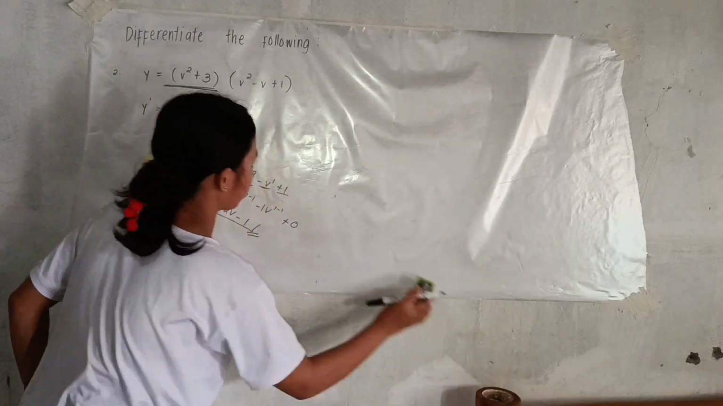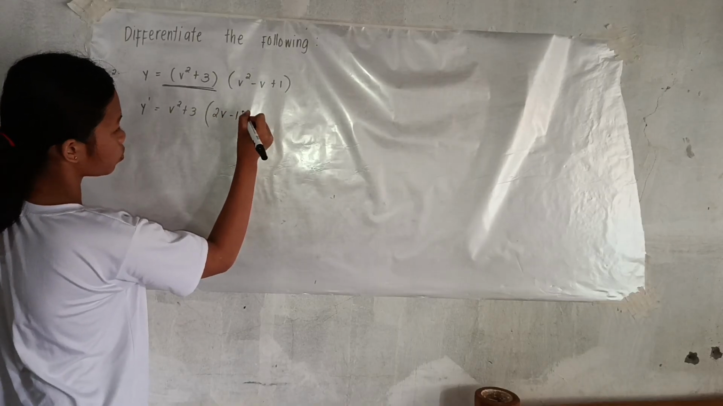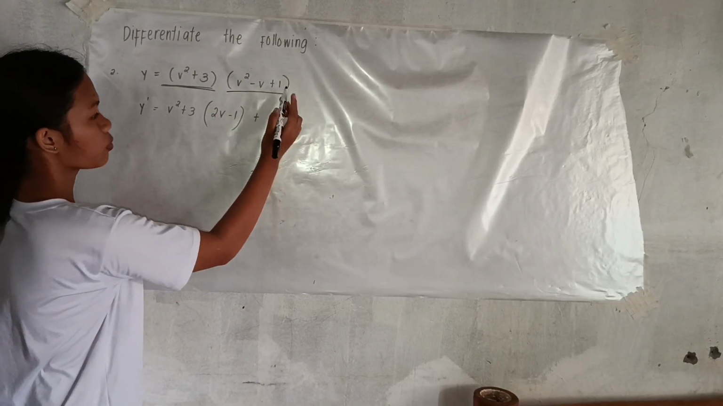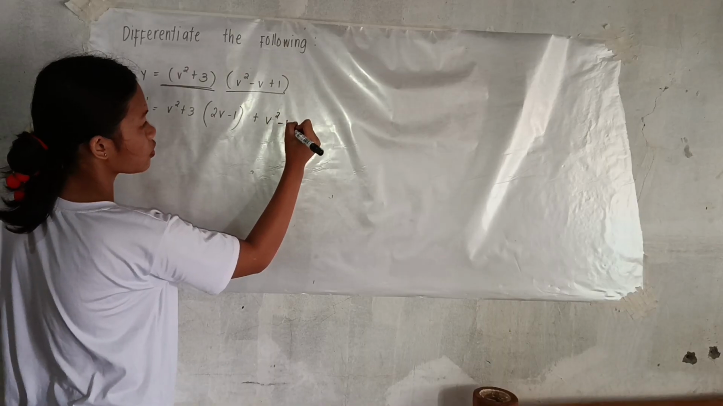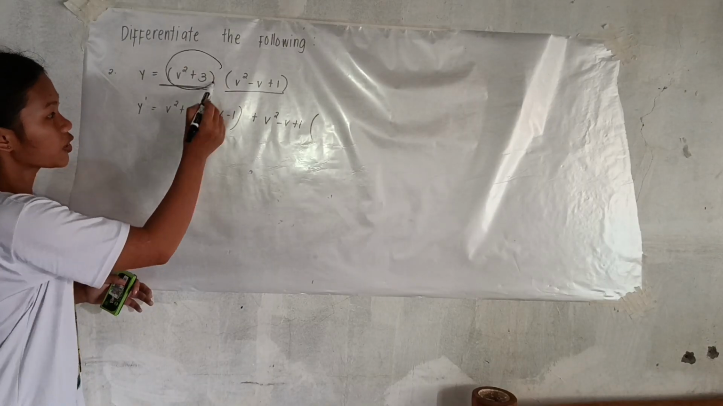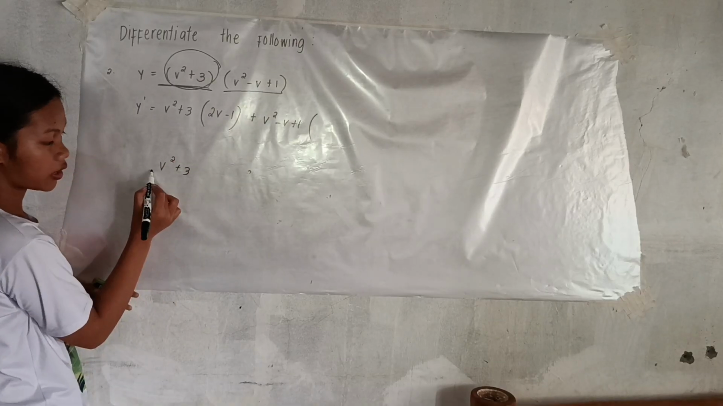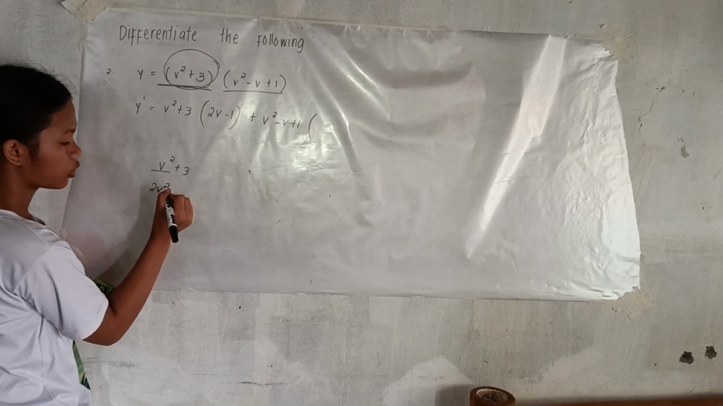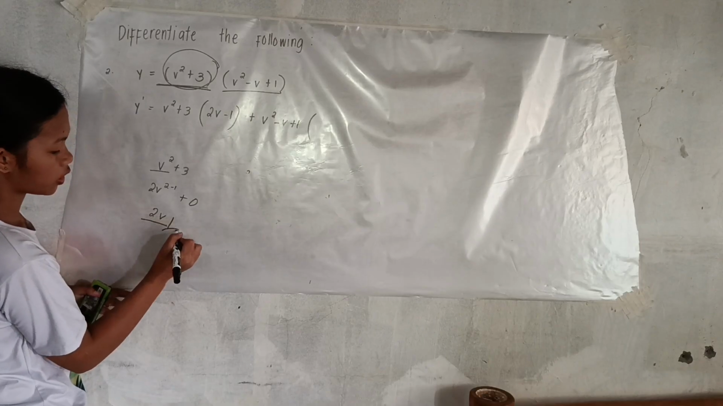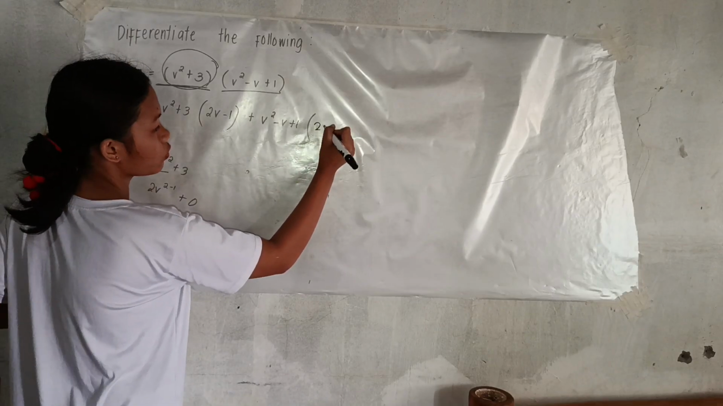So, i-copy na nato siya. 2v minus 1 plus copy the second term. So, copy the second term, v squared minus v plus 1 times the derivative of the first term. So, the derivative of first term, we have v squared plus 3. Applying the power rule, 2v to the 2 minus 1 plus 0. Simplifying, 2v. So, the derivative of the first term will be 2v. So, copy 2v.